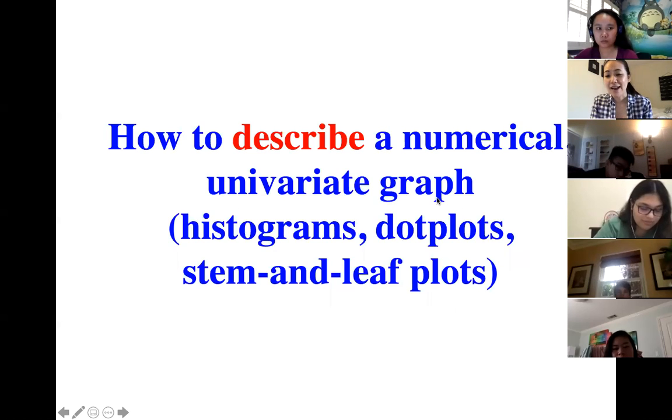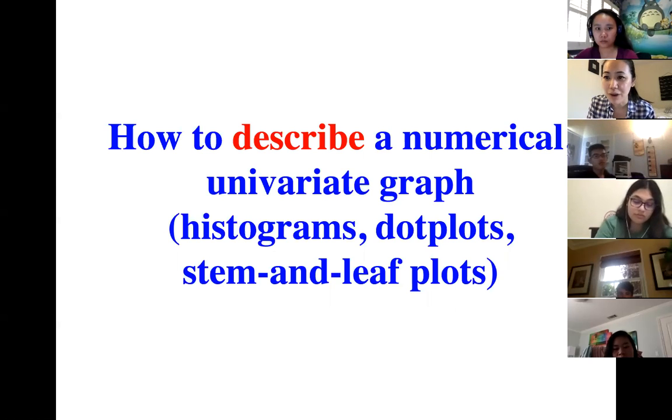Now when I say describe a graph, specifically I'm talking about univariate numerical graphs, like histograms, dot plots, stem and leaf plots. These are the graphs that you will be asked to describe.